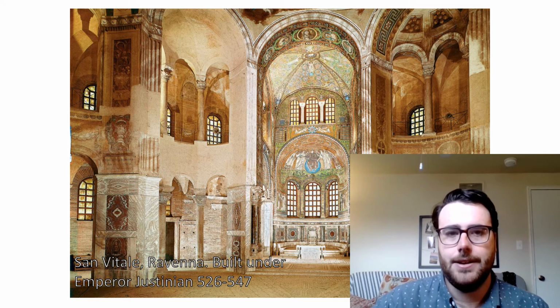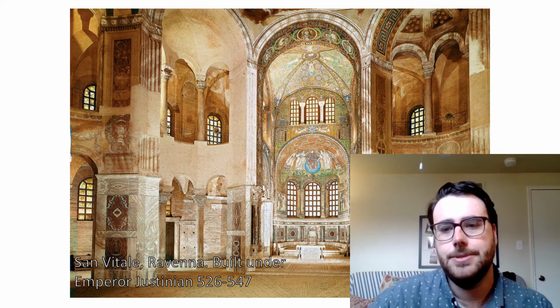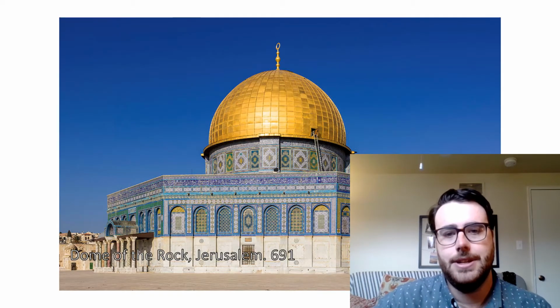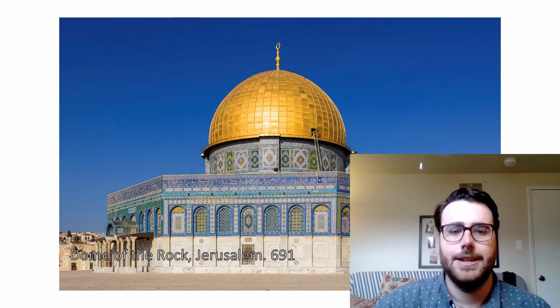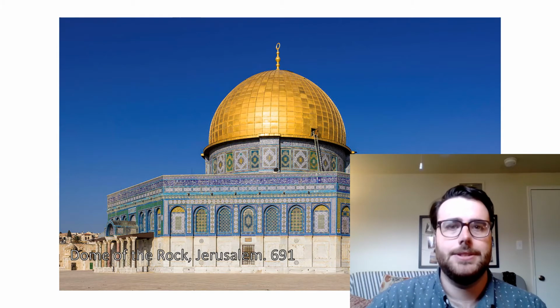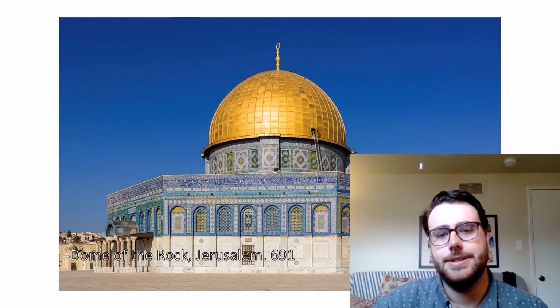So what we see are Germans and Arabs imitating this architecture style. So here, for example, is one of the most famous buildings in the Arab world, the Dome of the Rock in Jerusalem, which was built under the Umayyad Caliphate in 691.